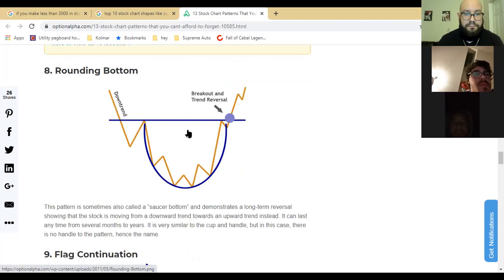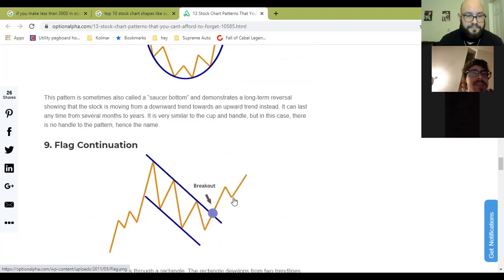So the bounding bottom. This one's a pretty cool one. This pattern is sometimes called the saucer bottom and demonstrates a long-term reversal, showing that the stock is moving from a downward trend towards an upward trend instead. It can last any time from several months to years. It is very similar to the cup and handle, but in this case, there is no handle in the pattern, hence the name.